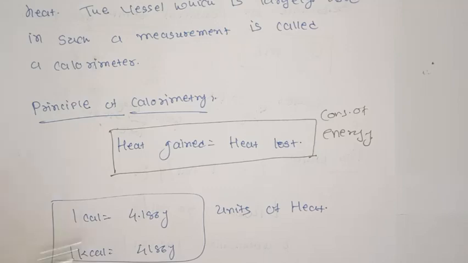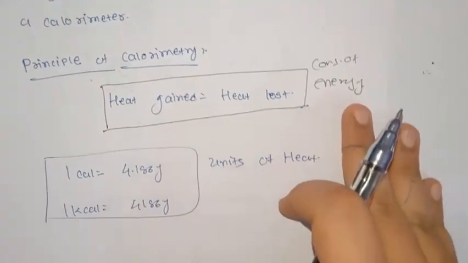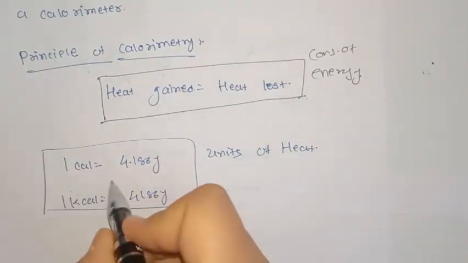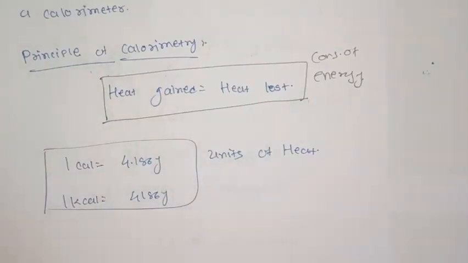The different units of heat that are used are joule and calorie. 1 calorie is equal to 4.186 joule, and 1 kilocalorie will be equal to 4186 joule.